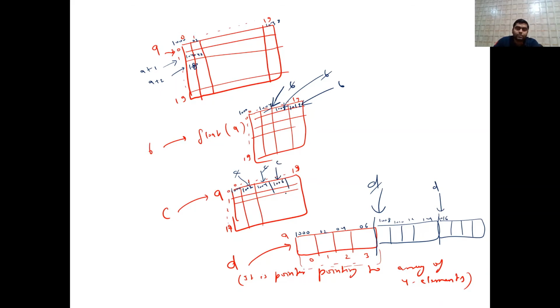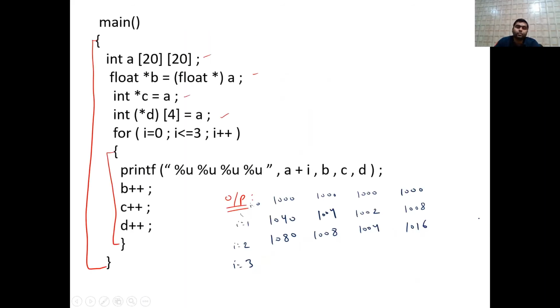1006 because it is integer, right? And D will point to next. So what is next? D will point here, and it will be 1000 and it is 4 elements skipping. So it is 1008, 16, and it is 1024. Okay. So now for the last, I value 3.